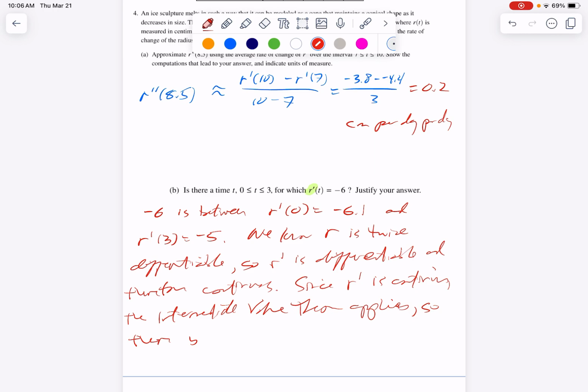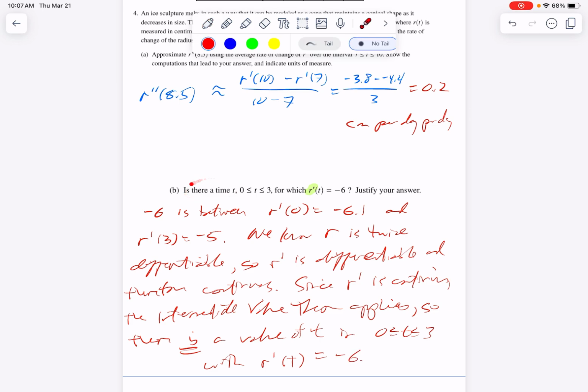So there is a value of t in the interval from 0 to 3 with r prime of t equals negative 6. And again, when you see this question, is there a value, when they're not asking you to solve, almost certainly the answer is yes. Almost certainly you'll be using the mean value theorem or the intermediate value theorem.